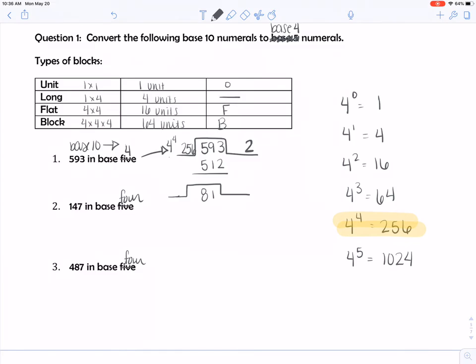So now, dropping down 1 exponent from 4 to the 4th, 4 to the 3rd, which is 64. 64 goes into 81 one time, and then I have 64. So that will give me 17. Now I'll drop down 1, 4 squared, which is 16. 16 goes in one time. 1 times 16 gives me 16. I have 1 left over.